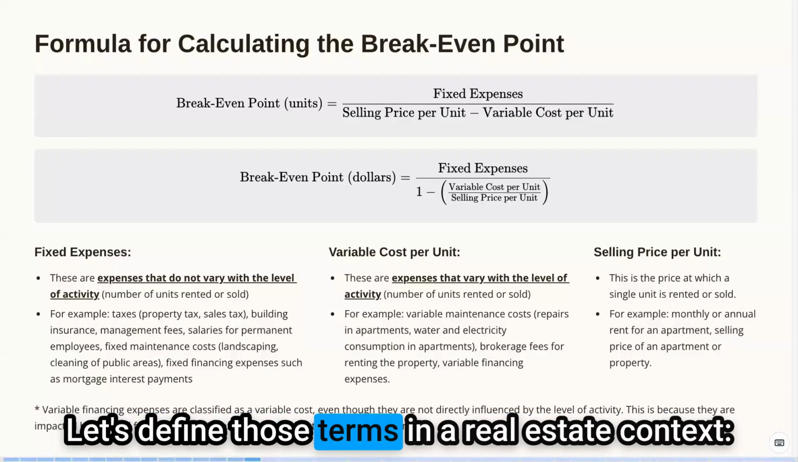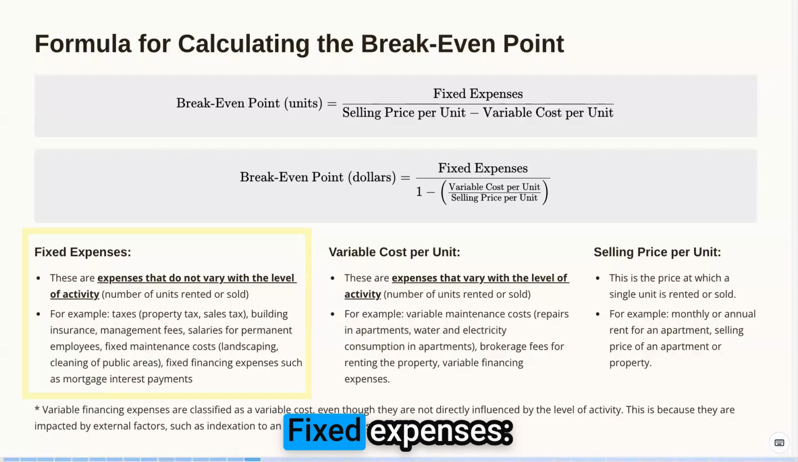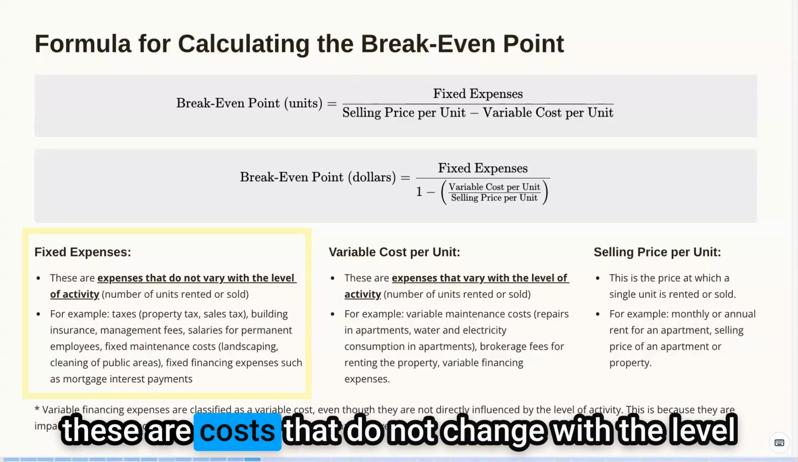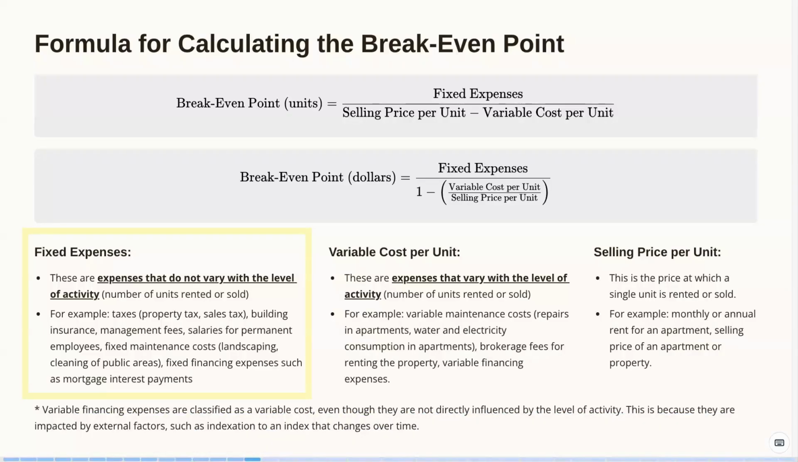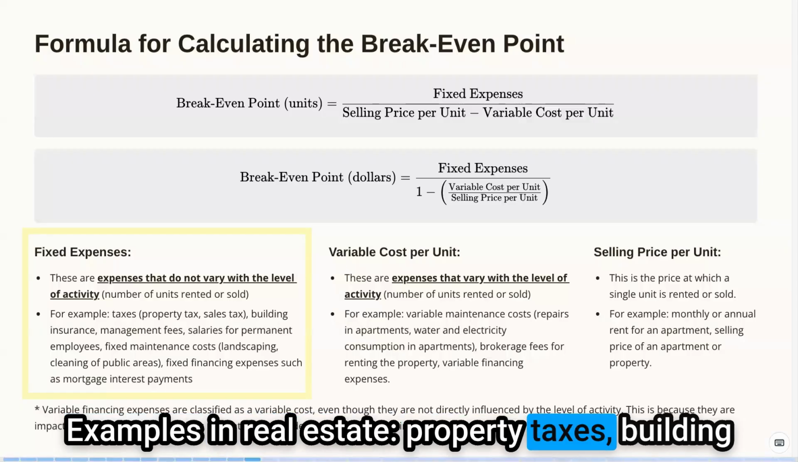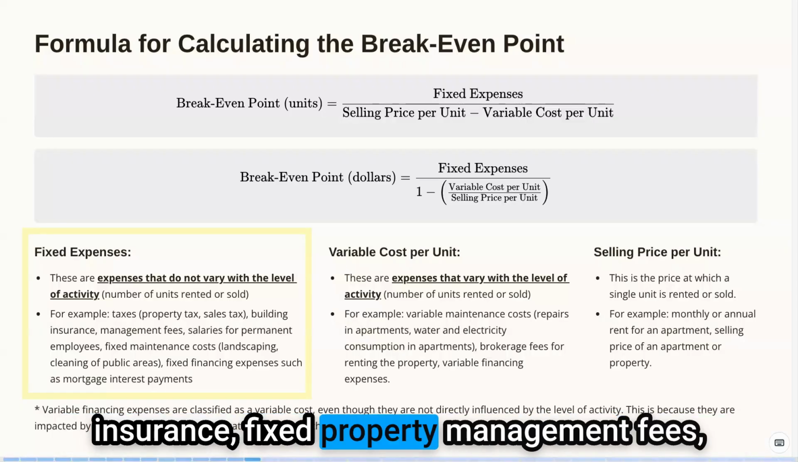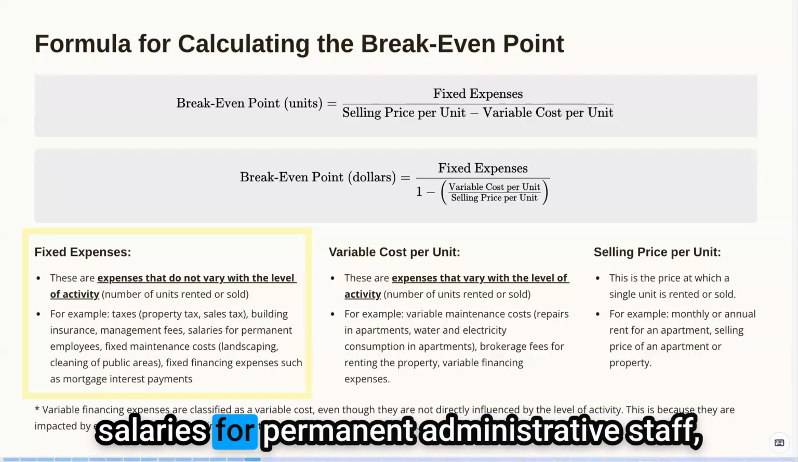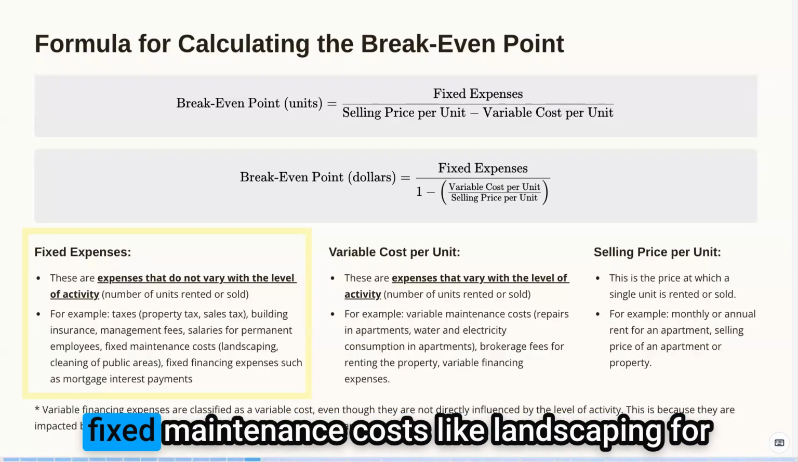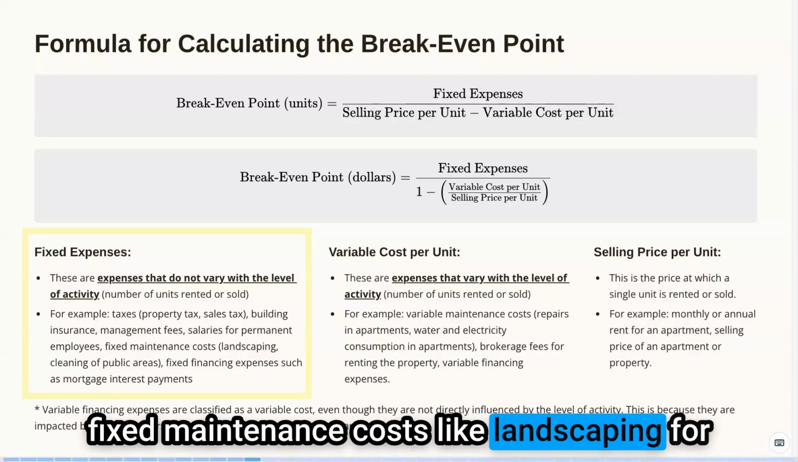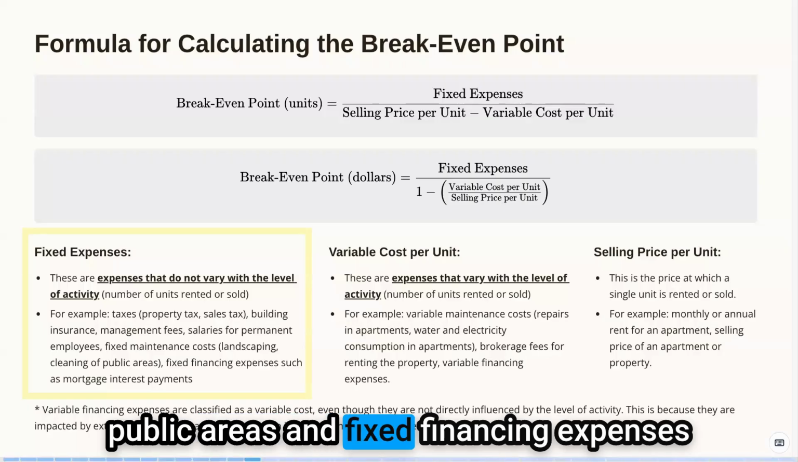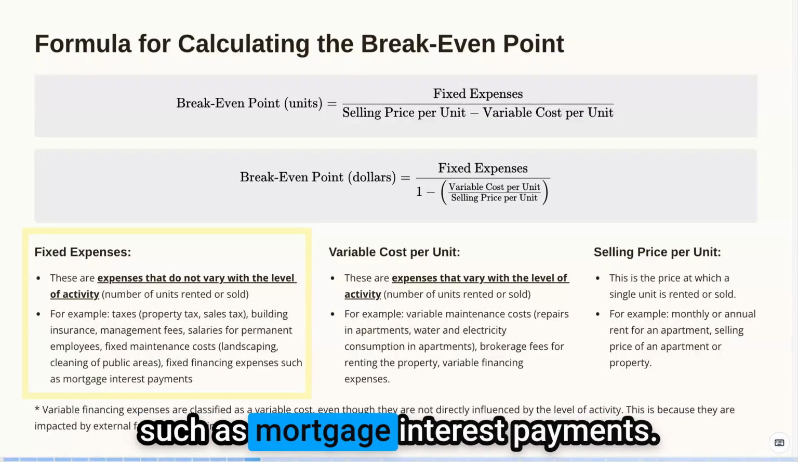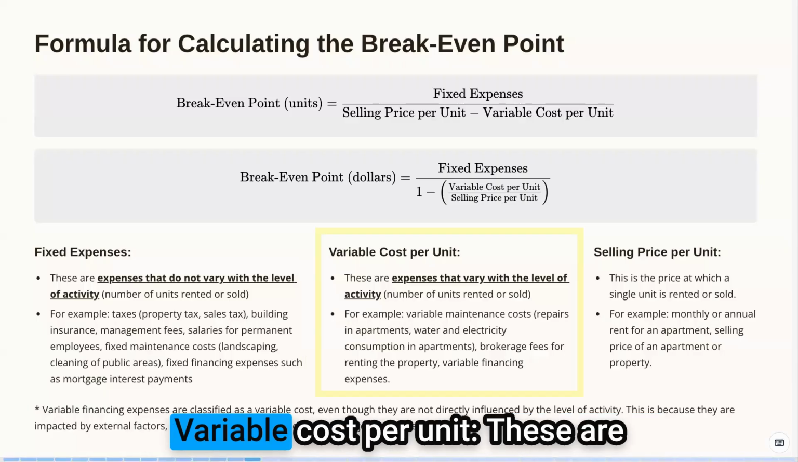Let's define those terms in a real estate context. Fixed expenses. These are costs that do not change with the level of activity, like the number of units rented or sold. Examples in real estate: property taxes, building insurance, fixed property management fees, salaries for permanent administrative staff, fixed maintenance costs like landscaping for the entire complex or cleaning of common public areas, and fixed financing expenses such as mortgage interest payments.